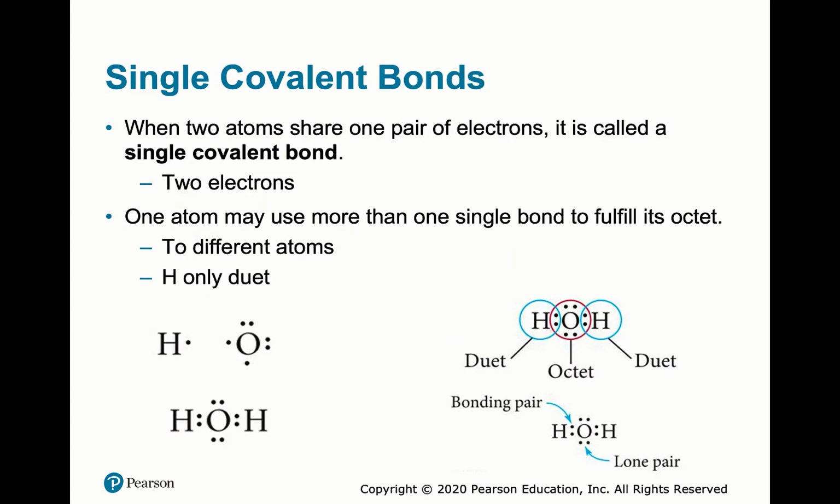For single covalent bonds, this is when 2 electrons are shared. This is known as a single bond between 2 atoms. And as mentioned before, the oxygen in this bonding scheme gets an octet, and the hydrogens each get a duet.